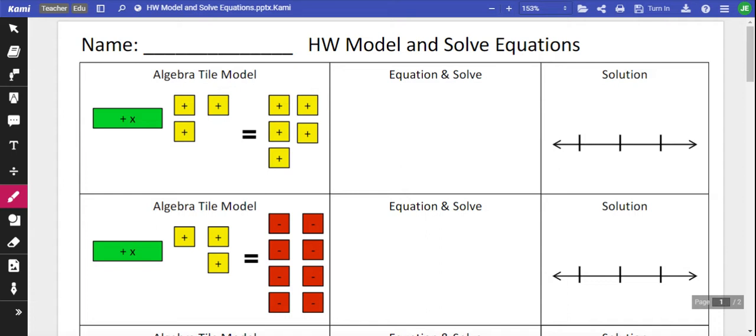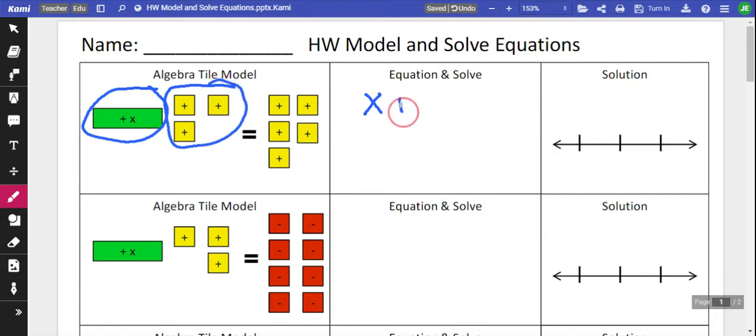Okay, we're going to take a look at the homework for modeling and solving one-step equations. On the left side here, we have the variable, and there's one positive x, and we're just going to write that as x. And then we have the constant, and there's three positives, and we're going to write that as positive 3. Now it's going to look like x plus 3 in the expression.